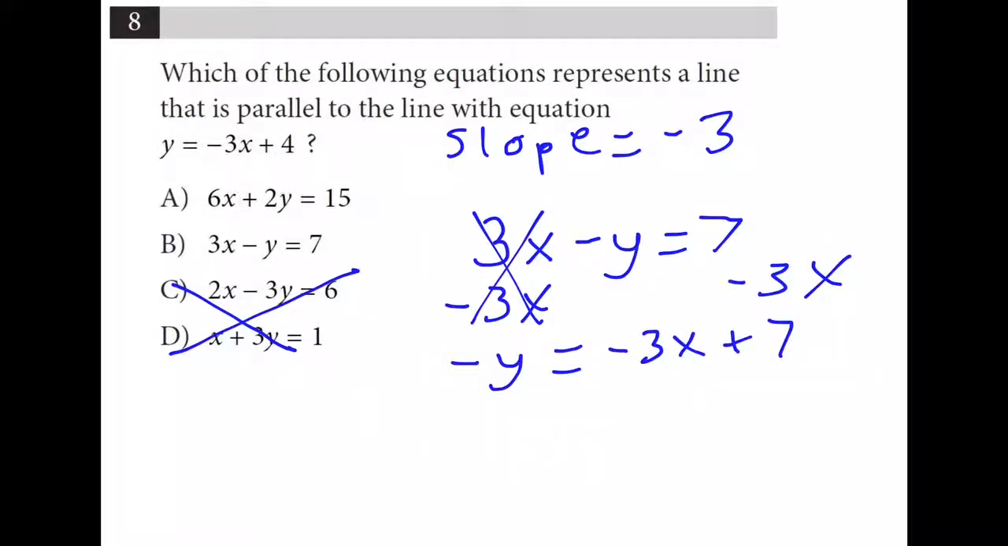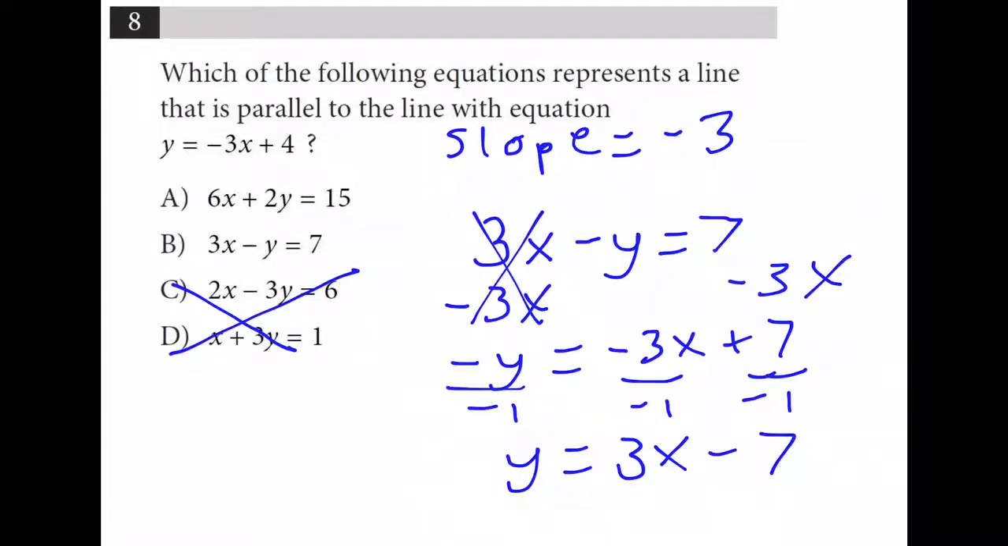plus 7. To divide out a negative 1, I am just taking the inverse of each sign. So y is equal to a positive 3x minus 7. Close, I have a slope of 3, but not negative 3.